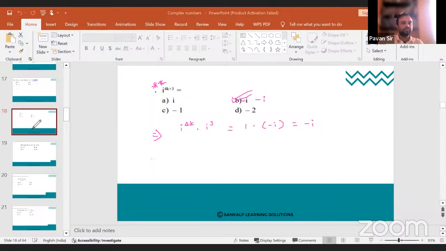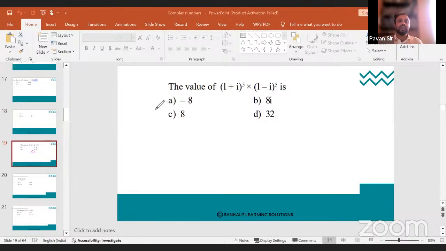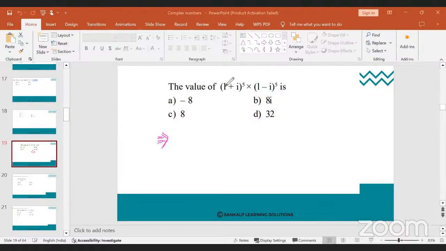Next question. The value of (1 plus i) raised to 5 into (1 minus i) raised to 5 is what? Multiply this quickly. Let me know.